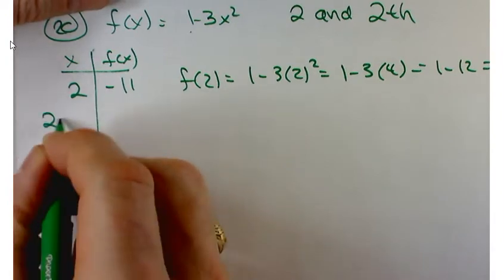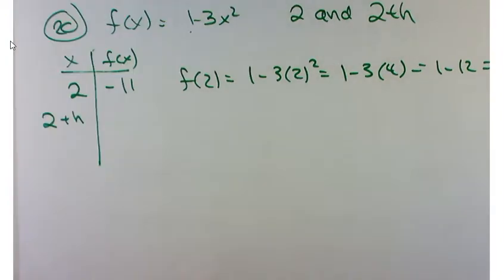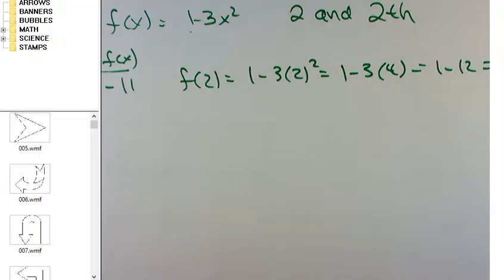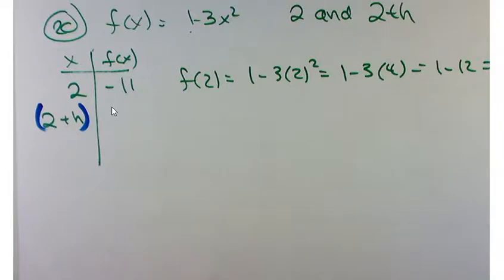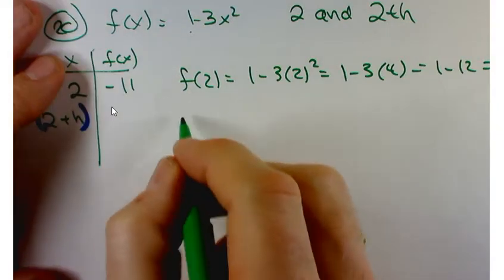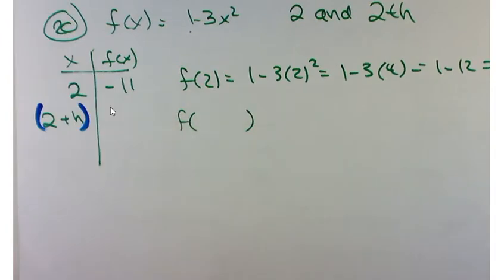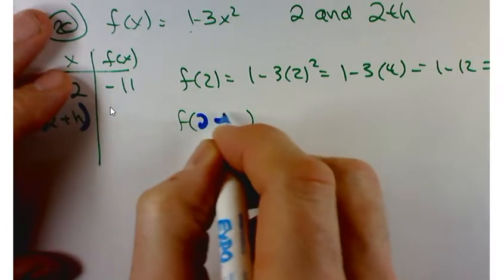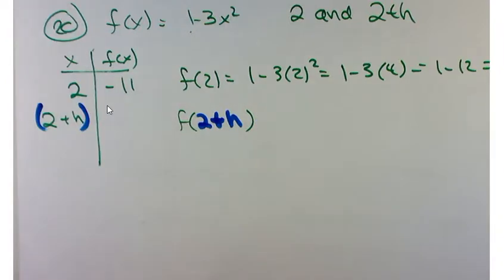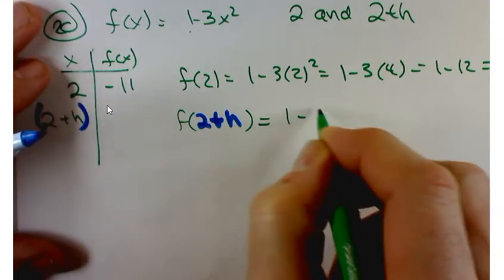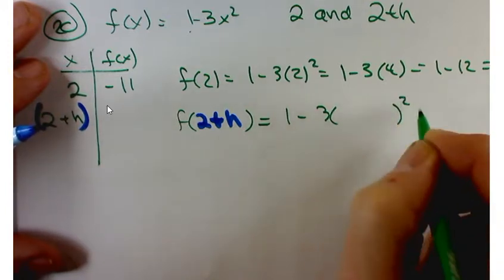What about 2 plus h? Well, that one's going to be a little bit more work to plug in. So f of 2 plus h is going to be 1 minus 3 times 2 plus h squared.